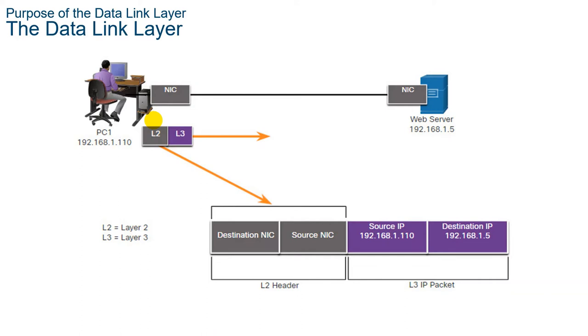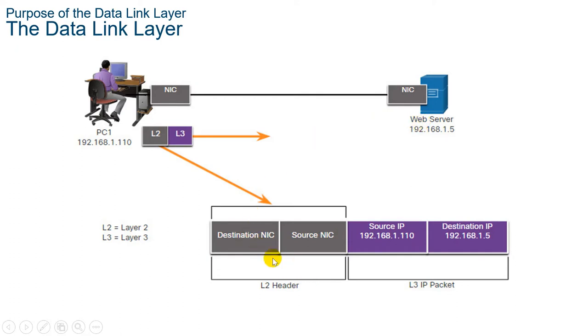The figure here displays an example of how the data link layer adds layer 2 Ethernet destination and source NIC information to a layer 3 packet. It would then convert this information to a format supported by the physical layer, which is layer 1. If you can see in this diagram, you've got the layer 2 and layer 3 information that would be forwarded from the NIC of this workstation, PC1, to the web server.